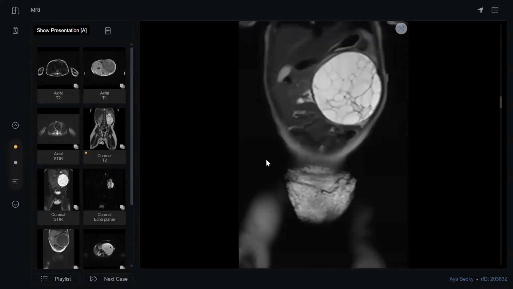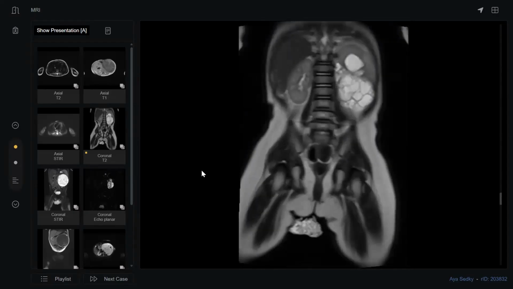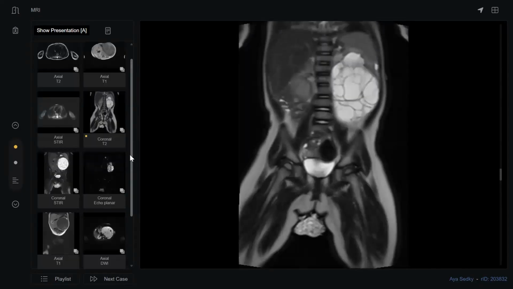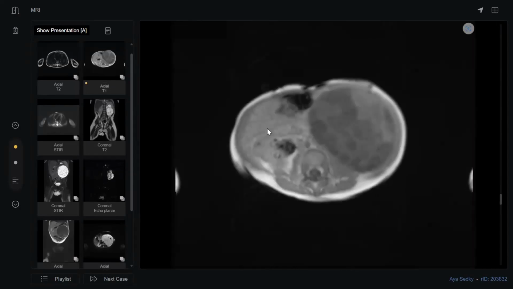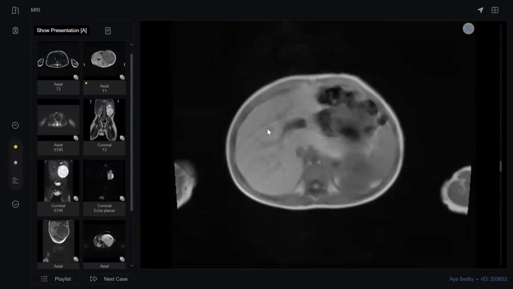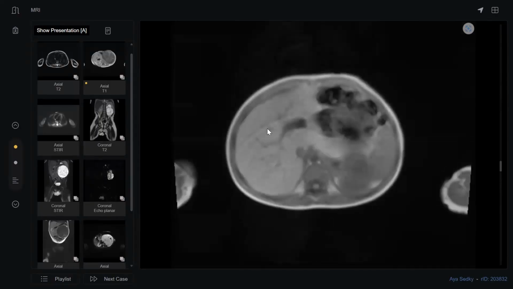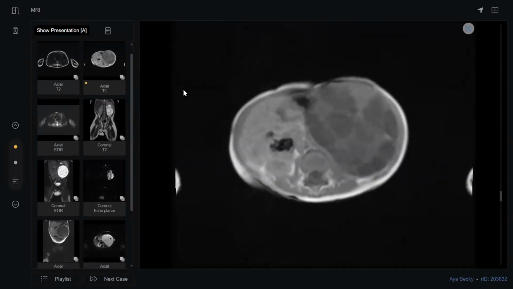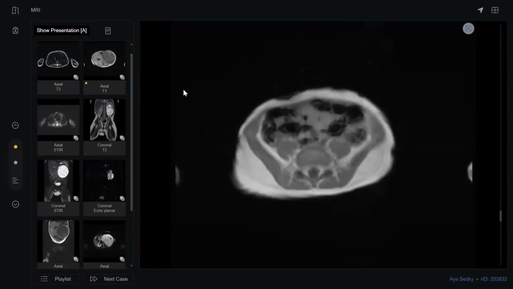I'm trying to look for any other lymph nodes. I would like to look at other sequences, T1 weighted images, if any. Are you sure it's T1? Yes, sir. On T1 weighted images, the lesion appears heterogeneously hypointense. There are a few hyperintense areas within which could represent hemorrhage. Okay, excellent.